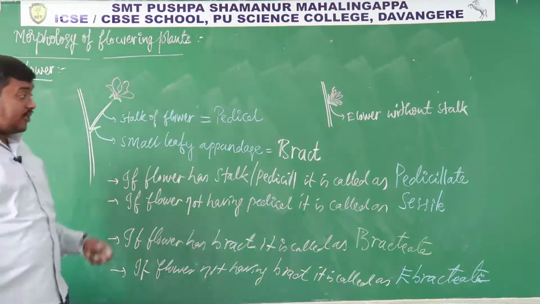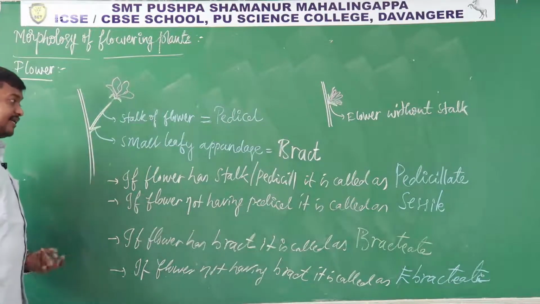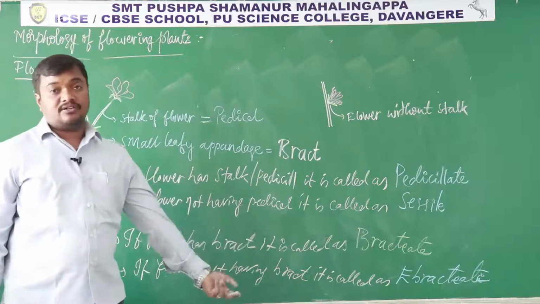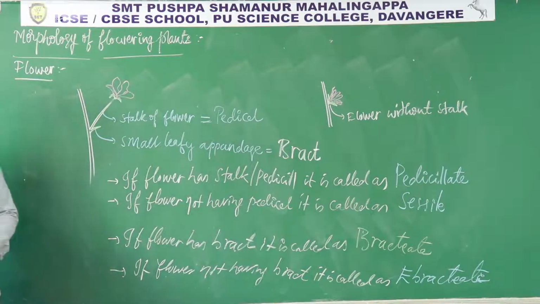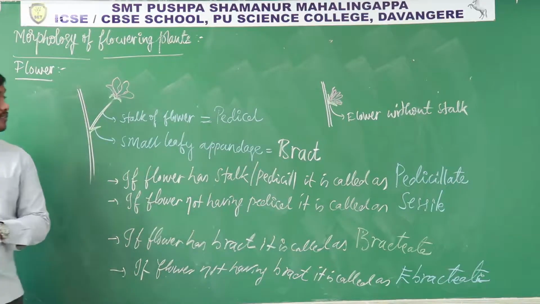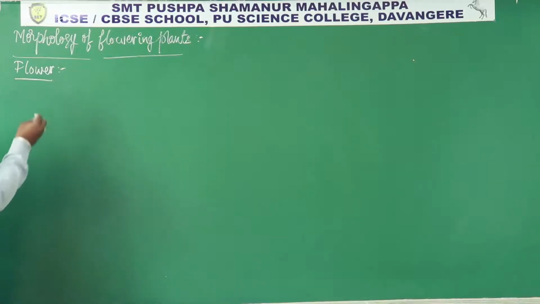If a flower does not have a stalk, it is called sessile. If a flower has a bract, it is bracteate. Not having one means ebracteate. Remember the technical terms: pedicellate, sessile, bracteate and ebracteate. Okay, so let us discuss the individual parts of the flower.